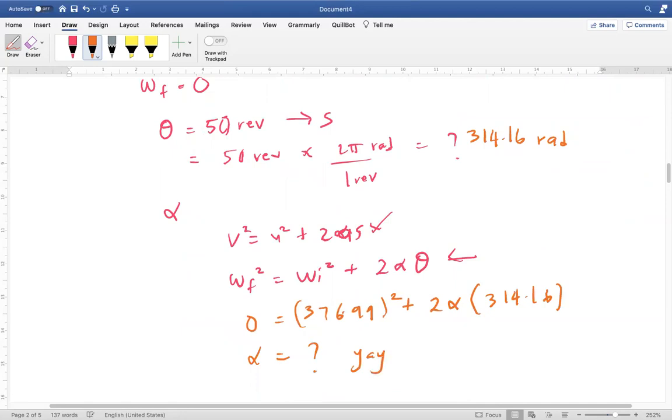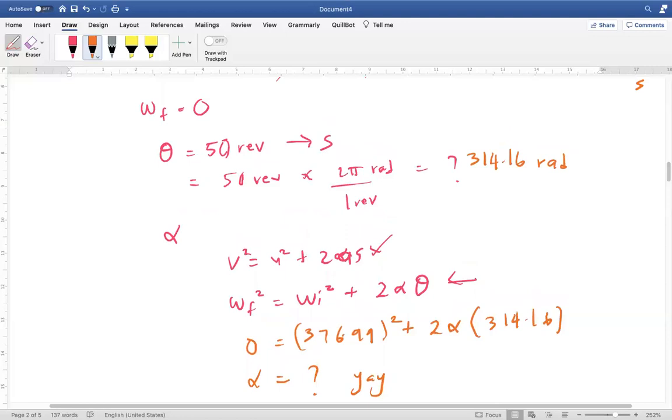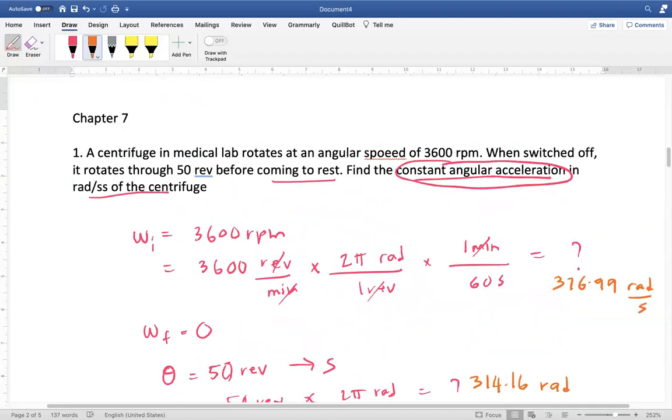Yay. Okay, so any questions about this one? It's easy, right? It's just identifying what is your initial, what is your final, what is your displacement, and then finding the right equation to substitute those values. Is everyone okay with this one?